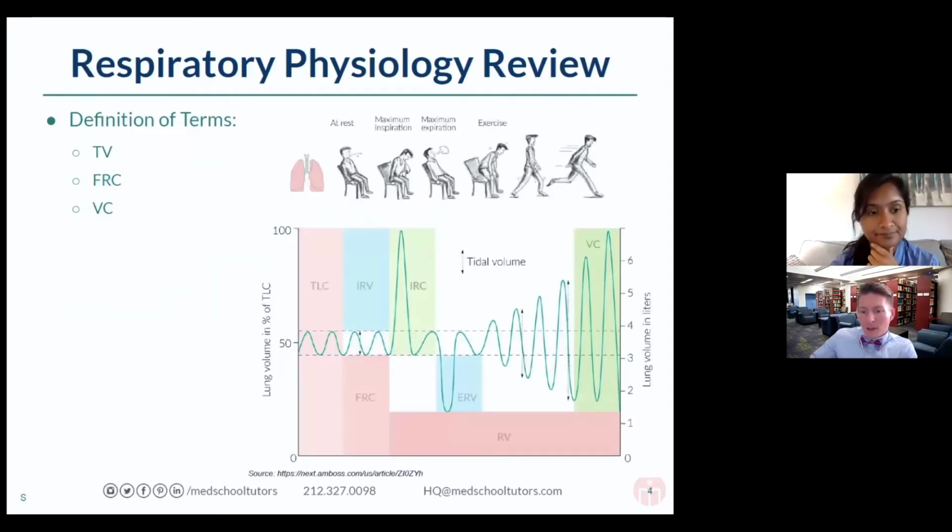So Sana, why don't you take us through just a basic definition of terms when we're talking about respiratory physiology? Perfect.